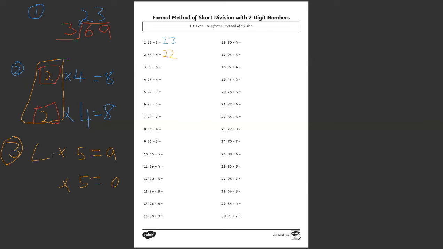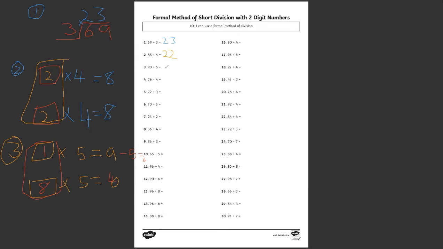All right, so we've got something times 5 equals 9. Something times 5 equals 0. So I know in my 5 times table, the closest is 1 times 5. 1 times 5 equals 5. So I do 9 minus 5, which is 4. And I bring the 4 here. All right, so I know that 8 times 5 is 40. So my answer for this one will be 18.